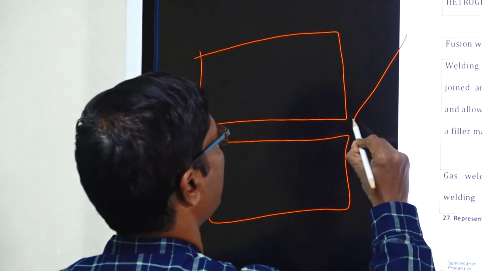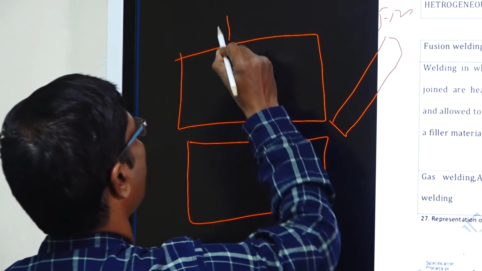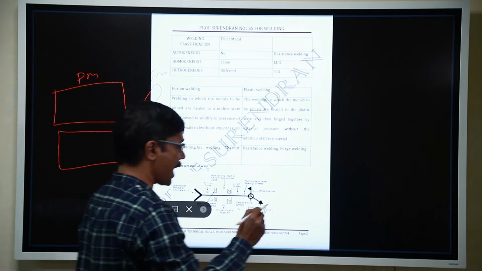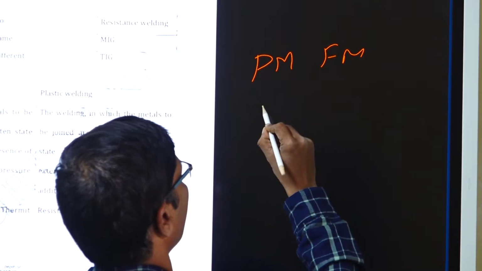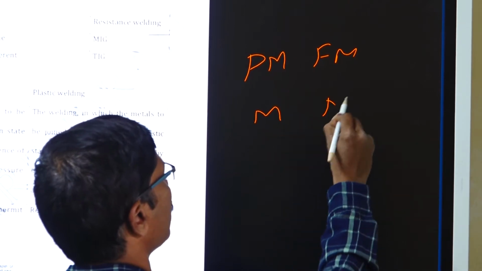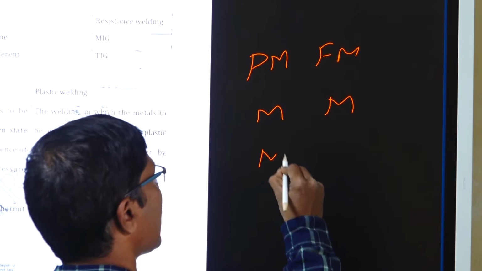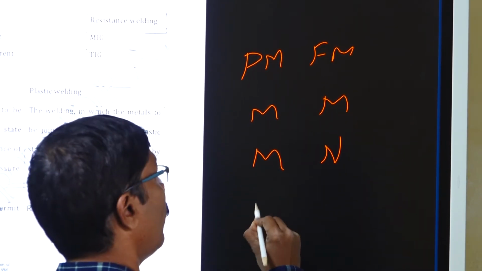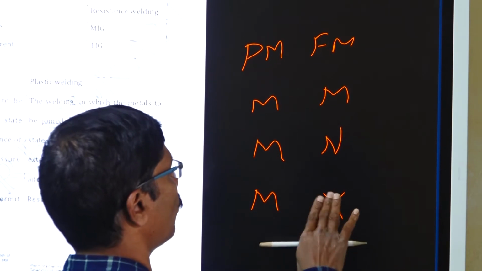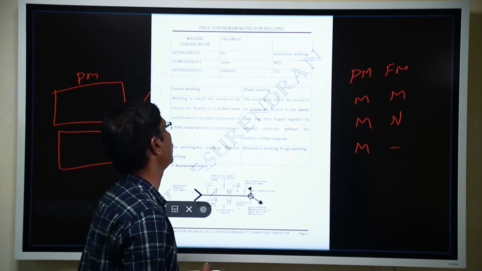The metal to be filled is called the filler metal. So this is the filler metal and this one is the parent metal. If the parent metal and filler metal are the same, where the metal M is used here and also here, it means homogeneous welding. When the parent metal and filler metal are different, it is called heterogeneous welding. When there is no filler metal, it is called autogenous welding.